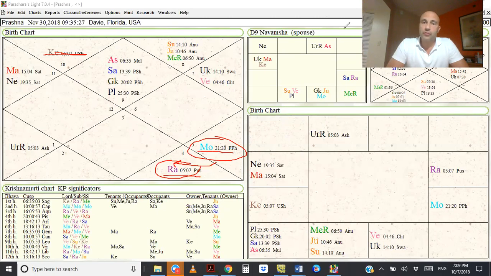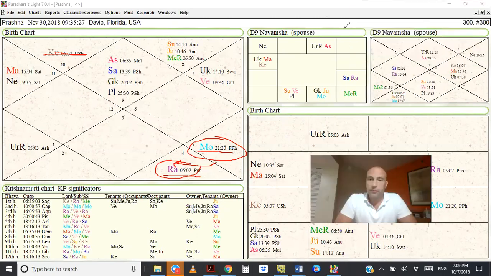So for technique number two, and I'm going to move my little image here, we're going to take that planet, the Atmakaraka, and transpose it in the D9. Look at it in the D9, okay, the Navamsha.